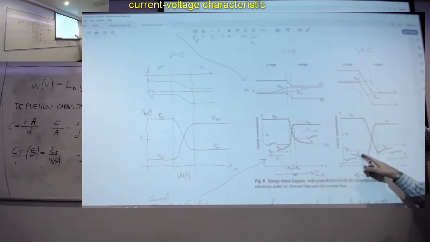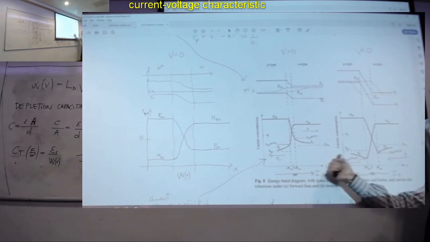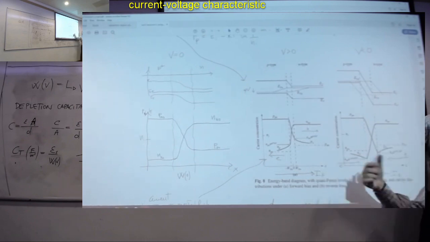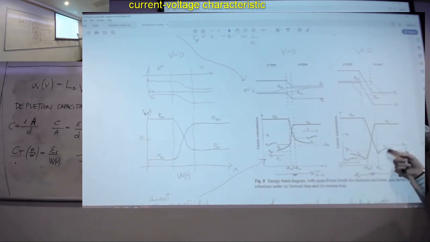Similar story here. Here we have fewer electrons than we should, so we need to add electrons from the external circuit. And similarly here, there are fewer holes. We need to provide holes. And so in total, the current is going this way.